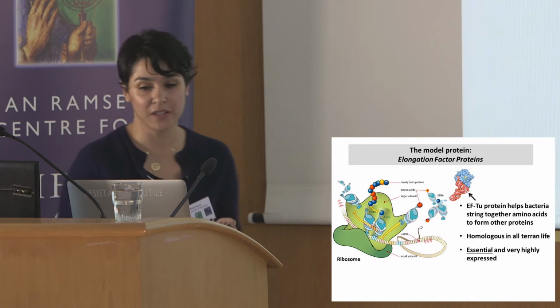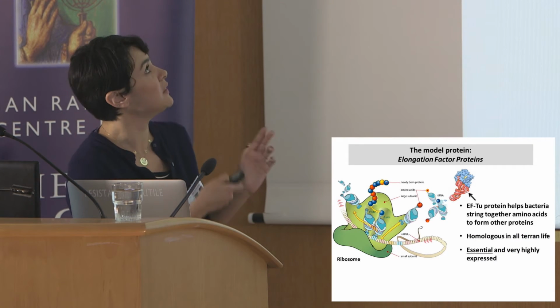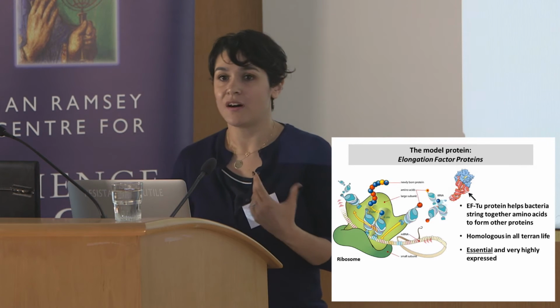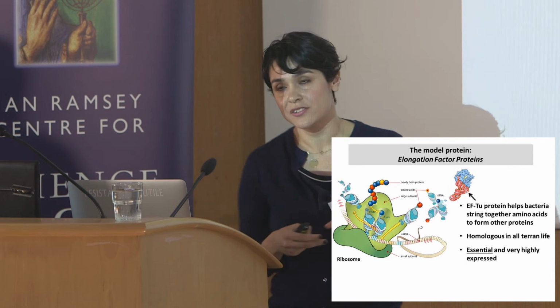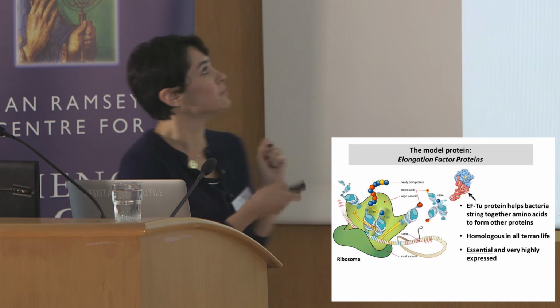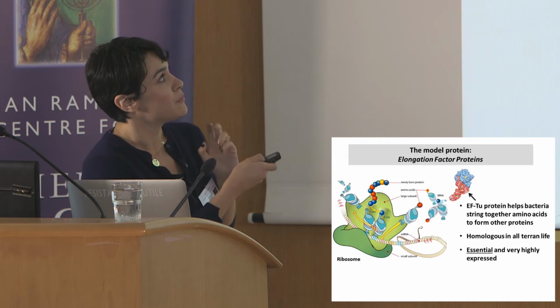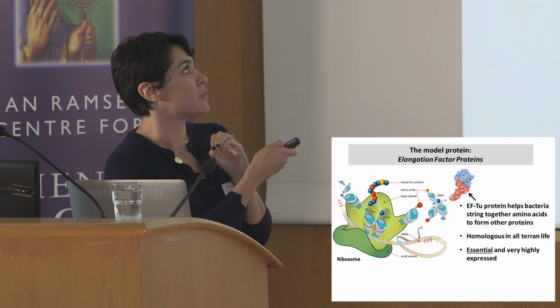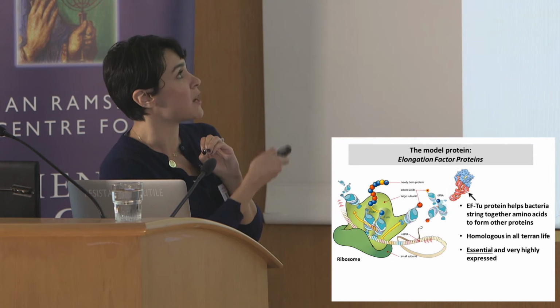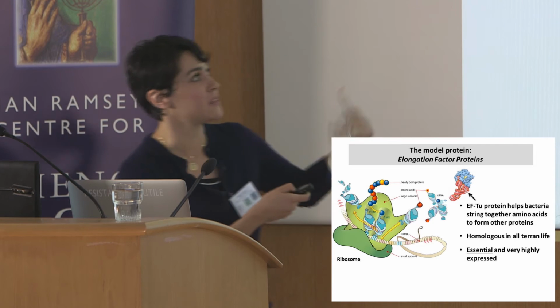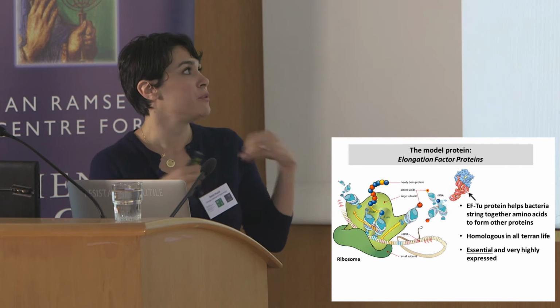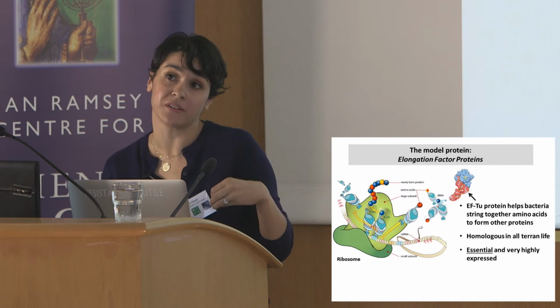The model protein that I set to study is elongation factor protein. Elongation factor protein functions in the heart of the cell, in the ribosome. This is our protein. This is the ribosome. It delivers pre-aminoacylated tRNA molecules into the A site of the ribosome. And it helps bacteria to string together amino acids to form other proteins.